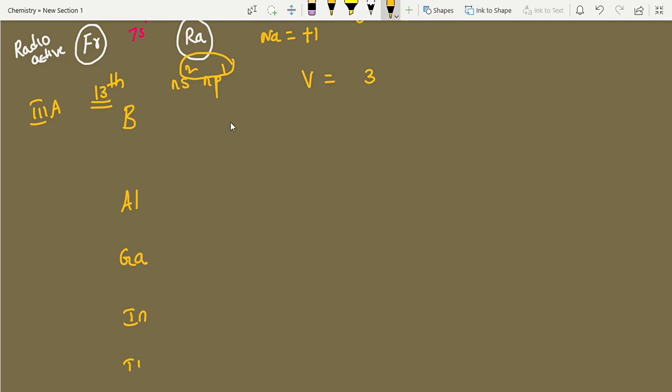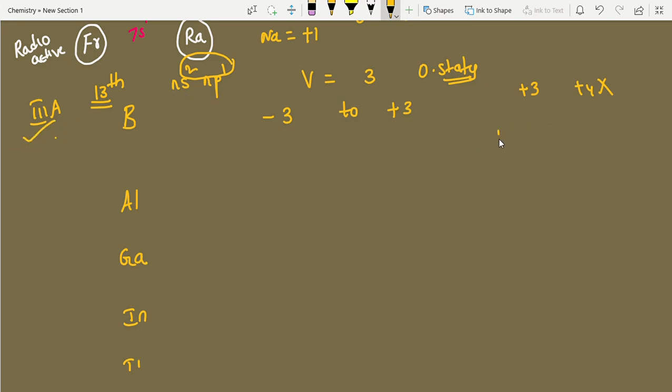Now I am writing the oxidation state. Common valency is 3. Oxidation states are -3 to +3. Boron exhibits -3 to +3. The maximum or highest oxidation state is +3. Beyond that it is not possible. +4 is not possible. Why? Because it follows the group number compulsorily.